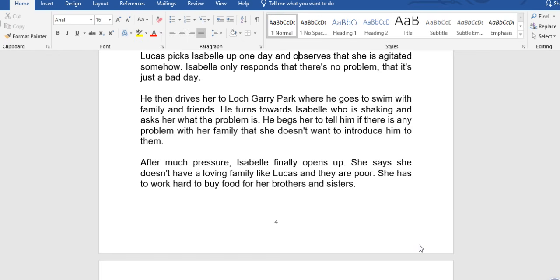He begs her to tell him if there's any problem with her family, that she doesn't want to introduce him to them. After much pressure, Isabel finally opens up. She says she doesn't have a loving family like Lucas, and they are poor. She has to work hard to buy food for her brothers and sisters.